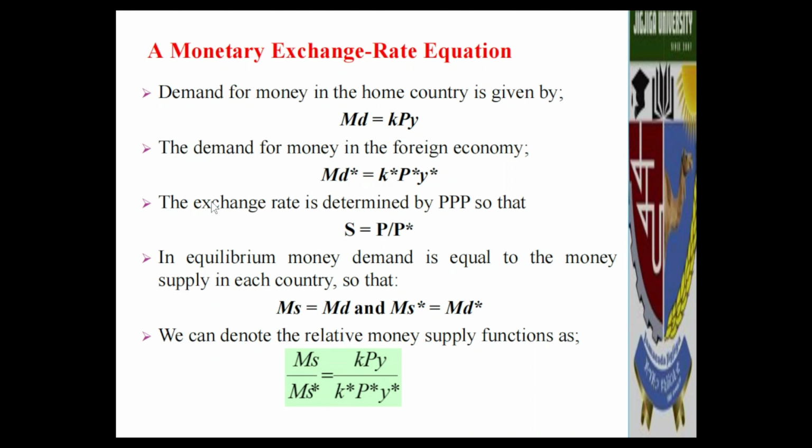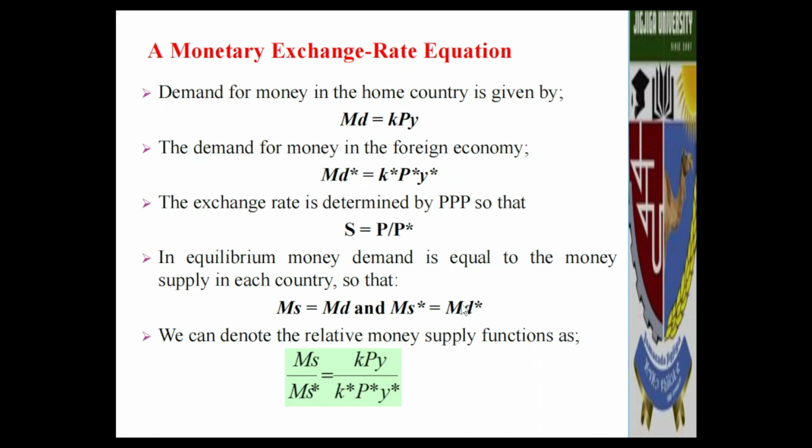The exchange rate is determined by purchasing power parity. In the previous lecture we have already derived this formula: the exchange rate is equal to the price of the home country over the price of the foreign country. In equilibrium, money demand is equal to money supply, we all know that. So the money supply within the home country is equal to the money demand in the home country.